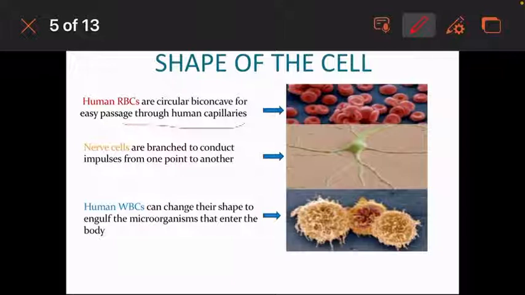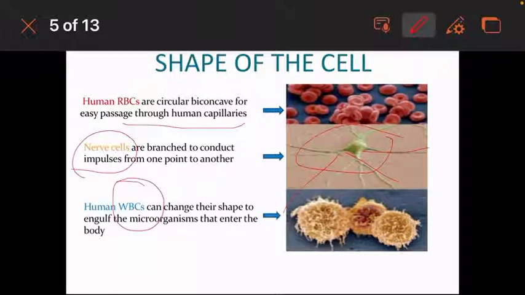Okay. If we talk about nerve cells, then you can see here in the diagram they are branched, because they conduct impulses from one point to another. It is very well known to us. Then if we talk about WBCs, they are the fighter cells of our body. Their shape keeps on changing. Why? Because they engulf the microorganisms that enter our body.